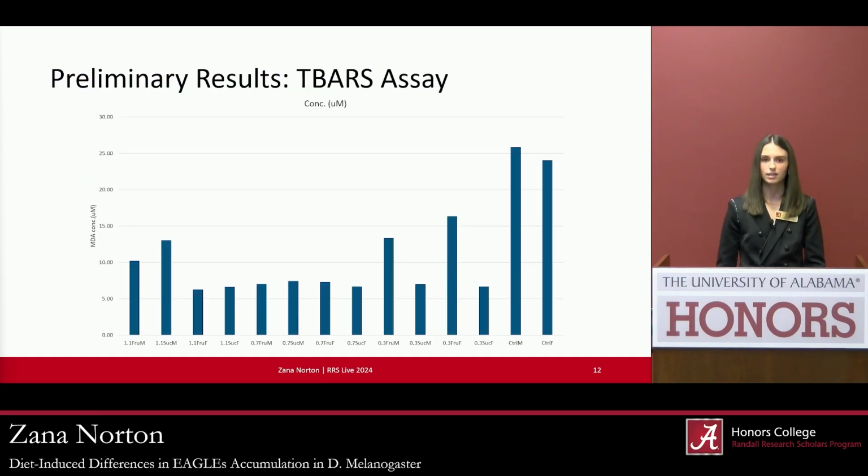So far, we have done a TBARS assay on the hemolymph, or a thiobarbituric acid reactive substances assay. This graph shows the highest sugar concentrations to the left, decreasing to the control groups shown on the right. This assay measures the concentration of MDA, or malondialdehyde, which is a marker often associated with the presence of AGEs.